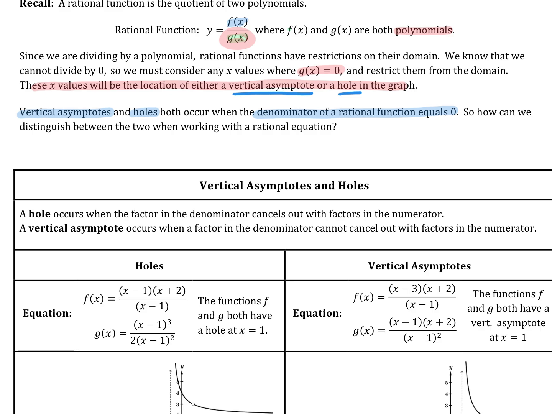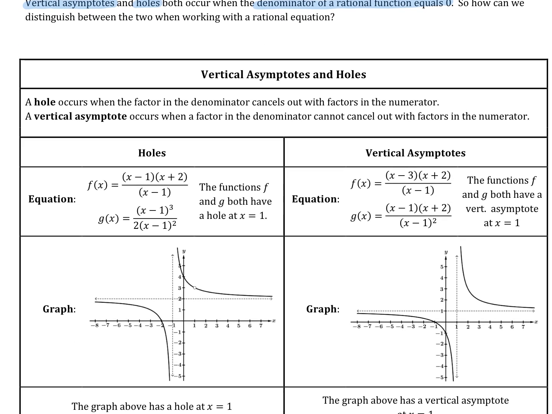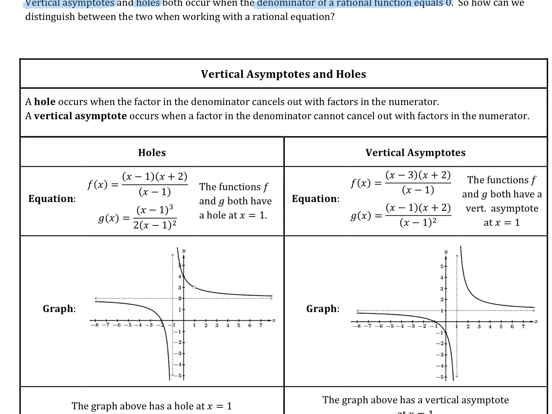So how can we distinguish between the two when working with a rational equation? A hole occurs when the factor in the denominator cancels out, keyword, cancels out completely with factors in the numerator. So that's actually the keyword: a hole will be there. What about a vertical asymptote? A vertical asymptote occurs when a factor in the denominator cannot cancel with the factors in the numerator. So the keyword here is that one is going to be completely canceling out and the other cannot cancel out.